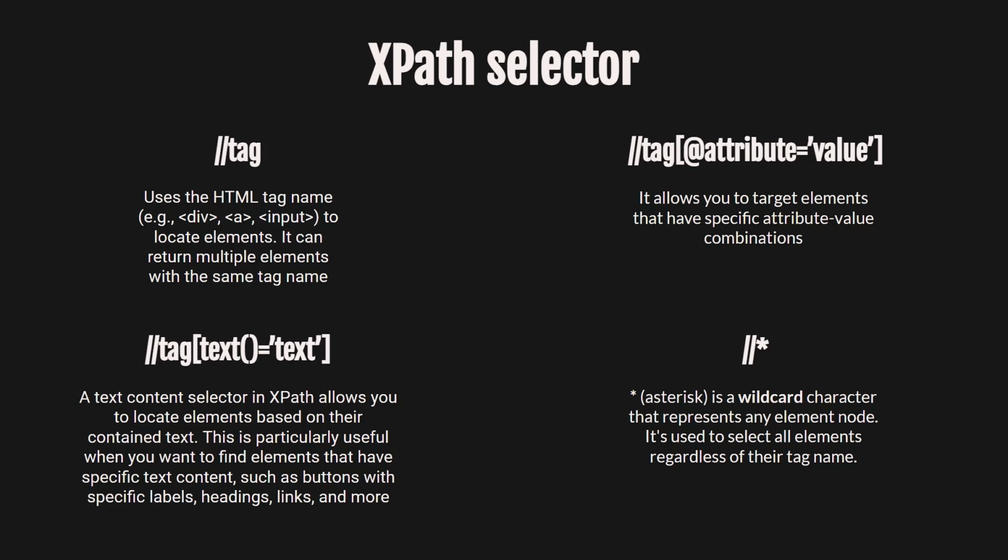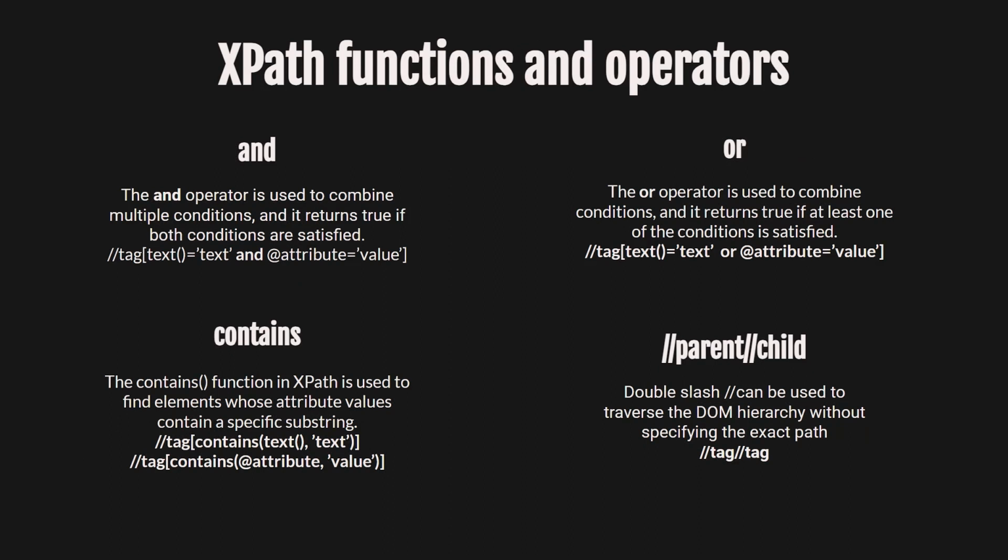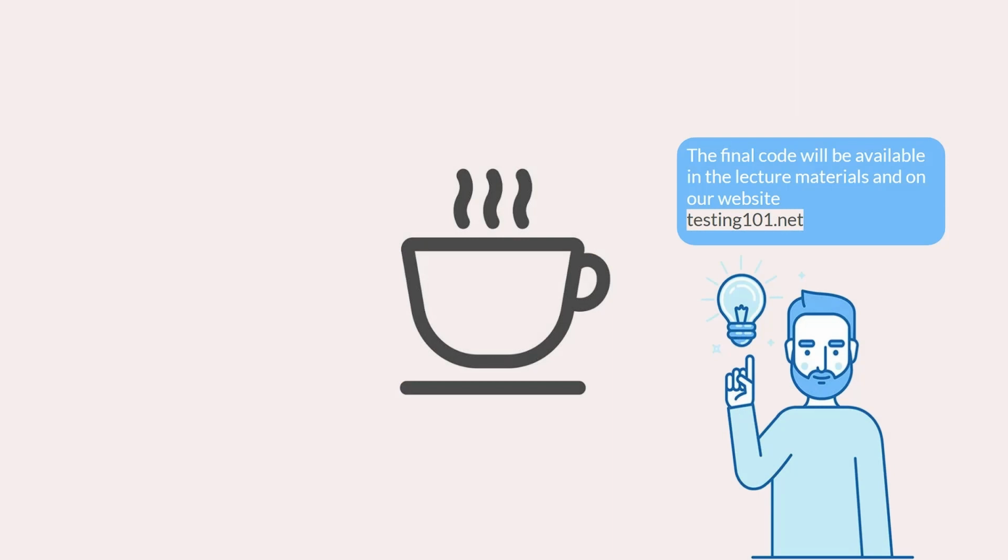In this video, we were learning how to write different types of XPath selectors such as with tag plus attribute value, with tag plus text content, with asterisk. Also, we were learning a few XPath operators such as and, or, and functions such as contains and double slash. That's all from our side. In the next video, we are going to show you how to write XPath with the help of ChatGPT.